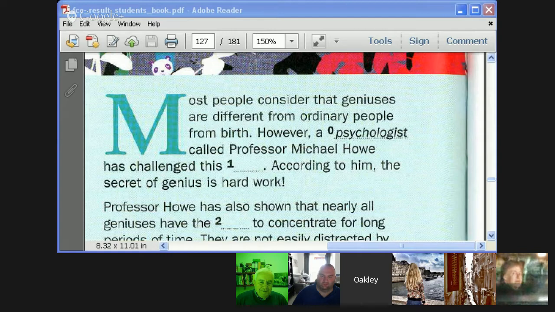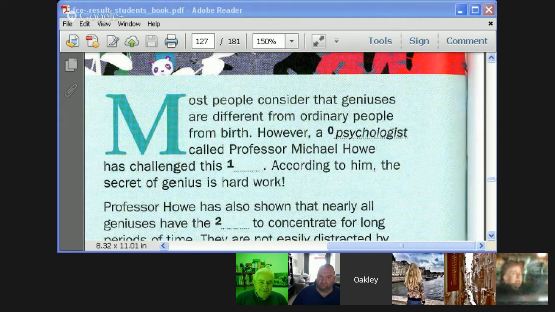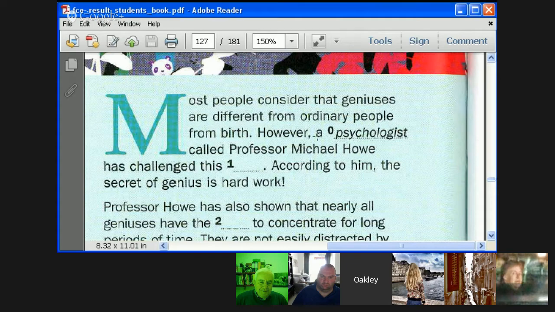I need to guess the word? See if you can do it without the word. No, I'll give it to you. Has challenged this concept or ideal. The word actually is believe. Belief. You got it. There you go. Good job. Back to you.